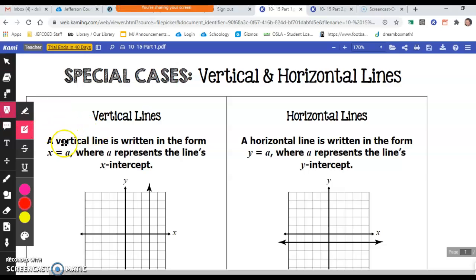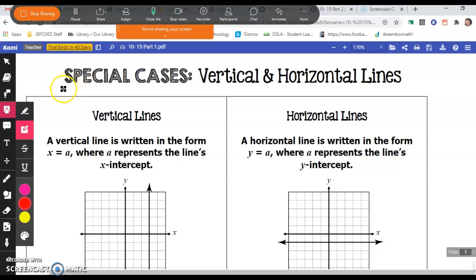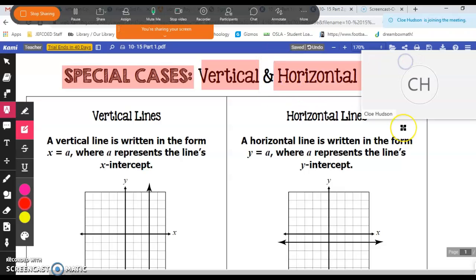All right, you guys know we've been dealing with linear equations. We're going to talk about two other ones today, some special cases with where lines are graphed. We're going to talk about vertical lines and horizontal lines.